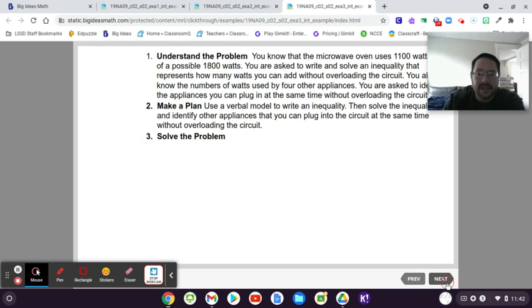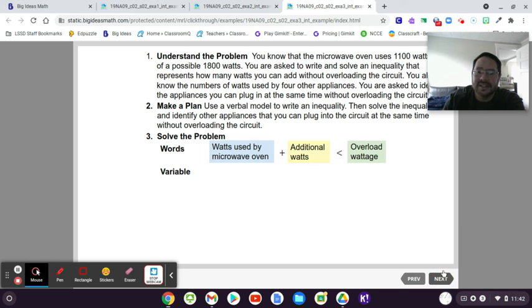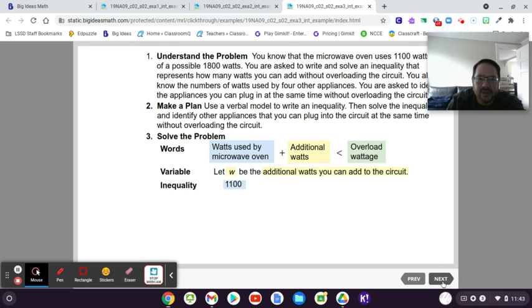So the plan is, I would say, to take the words and turn them into an inequality sign. So the microwave, what it uses plus how much you can add to it has to be less than the overload. And we'll say W is the additional watts that you can add. So we got 1100 plus W has to be less than 1800. We don't want it to be less than or equal to, just less than, because once it hits 1800, lights go out and it's sad, sad news.